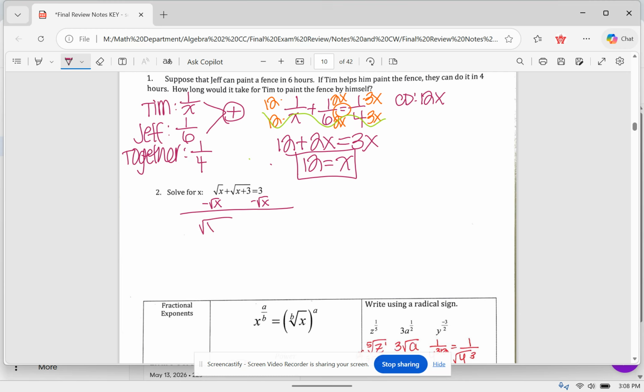So I have the square root of x plus 3 equals 3 minus the square root of x. And now I'm going to square both sides. The square undoes the radical and leaves me with x plus 3. This I want to write twice. And then I'm going to FOIL it out.